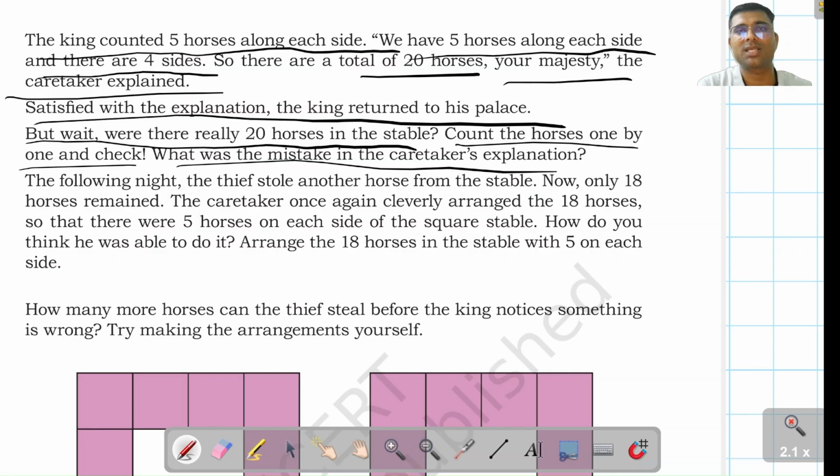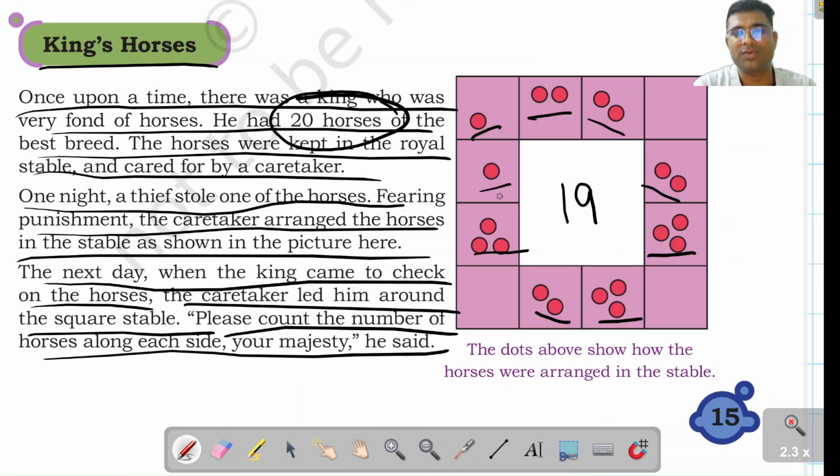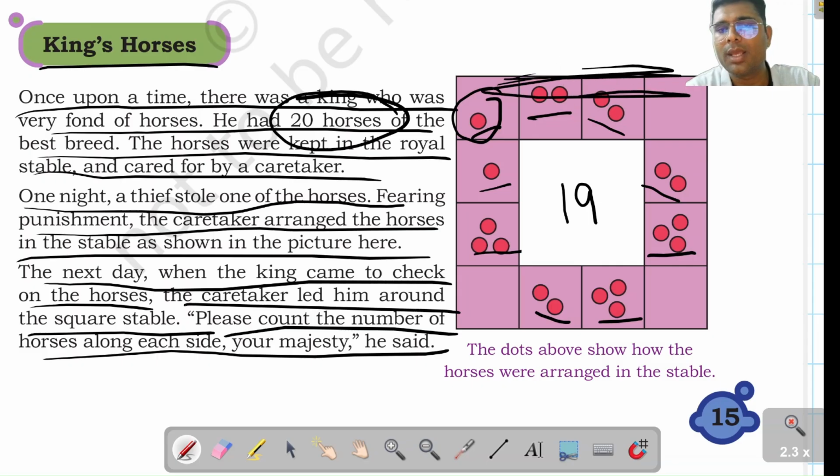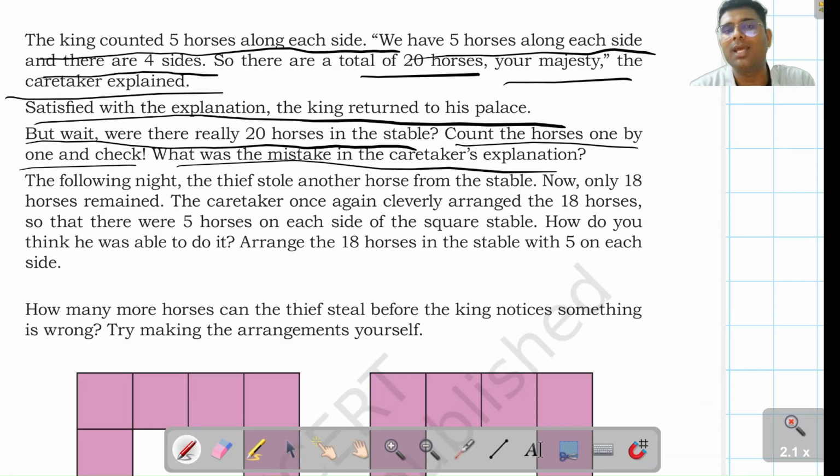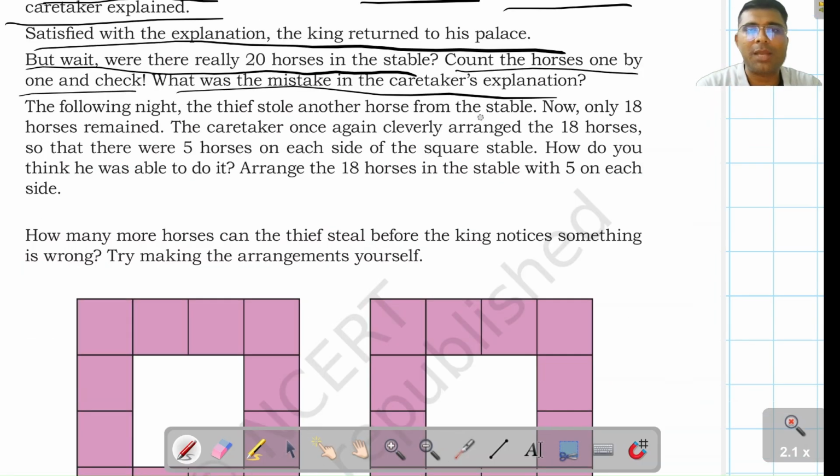What was the mistake here, bachcho? Come back to previous page. Actually, this horse we are counting in this row and in this row as well. So we are counting this horse twice. That's why instead of 19 we are finding there are 20, but they are not 20, they are 19. Okay, so what happened next, bachcho?